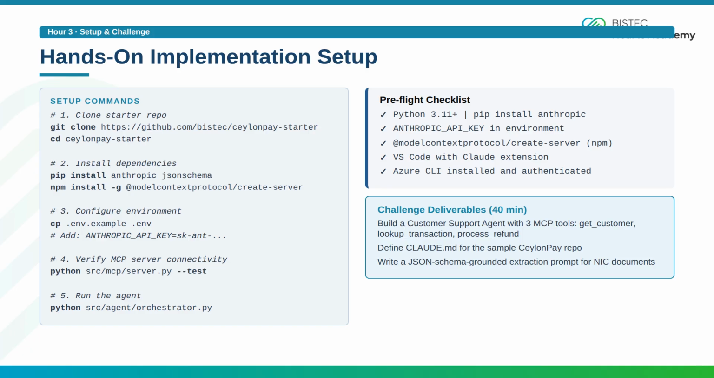20241022. Verify MCP server connectivity by running the Python MCP server with pytest. This should return the list of available tools. If it fails, the Azure API endpoint in your .env is misconfigured. Once setup is confirmed, the challenge covers 3 deliverables in 40 minutes.